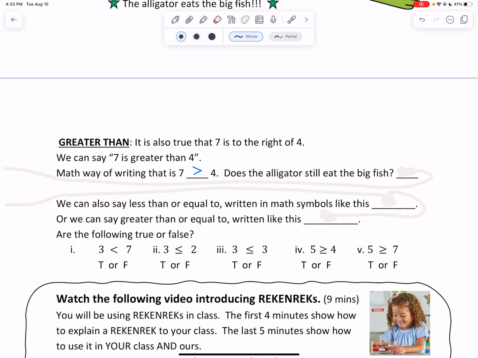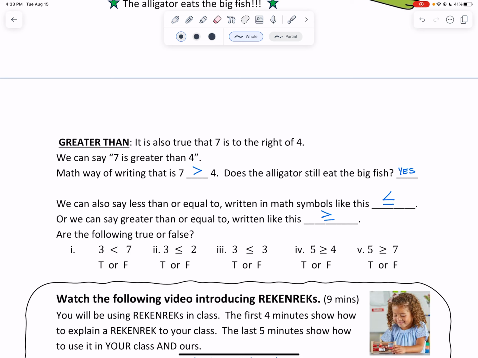And we write that also using an alligator. Notice my alligator is still eating my big fish. Doesn't matter where the 7 is, the alligator is going to be eating it, and it's pointing to the 4. Okay, we can also say less than or equal to. So when we do that, we use our equal to mark underneath. So the first one is less than or equal to. The second one written there is greater than or equal to.